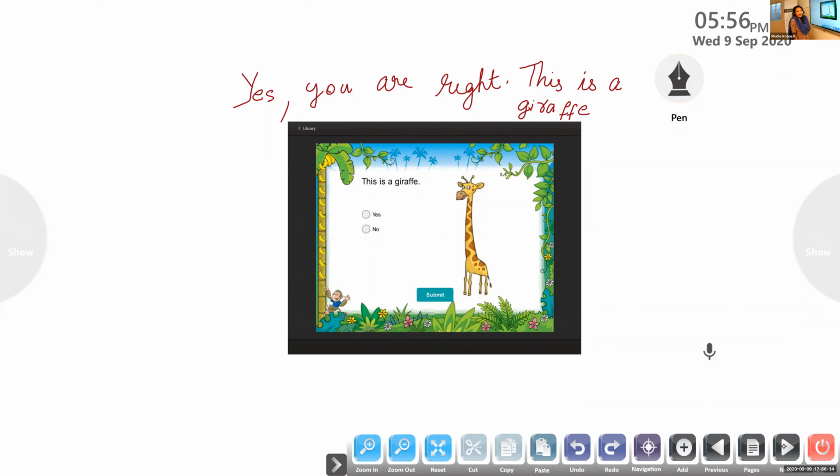Here in the picture it is saying that this is a giraffe. This is right. Yes, this is a giraffe. So what you have to say is written there. You are right, this is a giraffe. Okay? You're right, this is a giraffe. You have to say this in the right accent also, right tone.